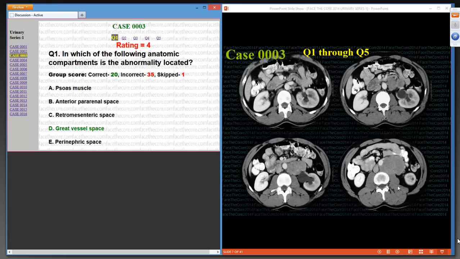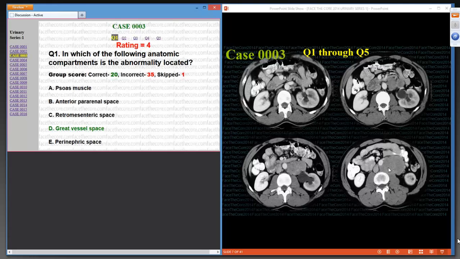It is not in the psoas muscle, although it is touching it, but if you look at it, the epicenter is far away from the psoas muscle, so it's not arising from the psoas muscle. Is it in the anterior perirenal space? The anterior perirenal space lies ahead in front of the blood vessels where the pancreas lives. That is the anterior perirenal space. This mass is going behind the vessel, so it is not in the anterior perirenal space.